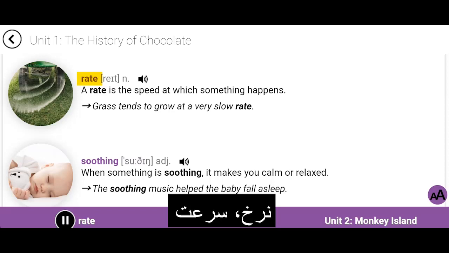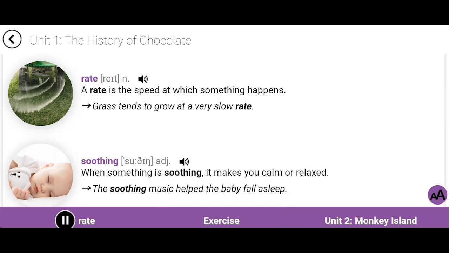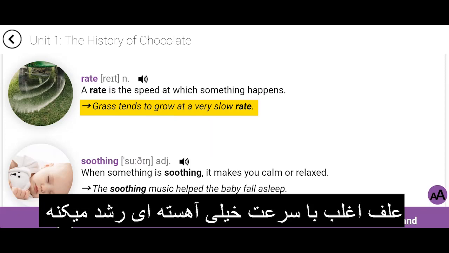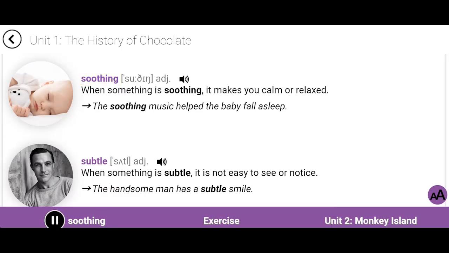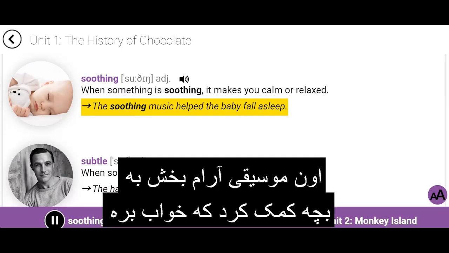Rate. A rate is the speed at which something happens. Grass tends to grow at a very slow rate. Soothing. When something is soothing, it makes you calm or relaxed. The soothing music helped the baby fall asleep.